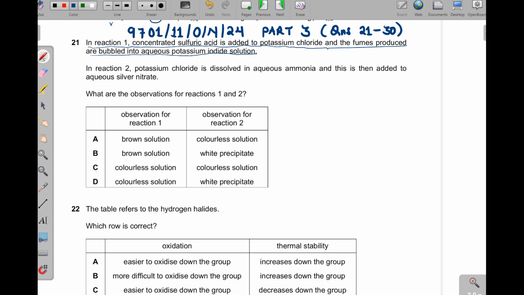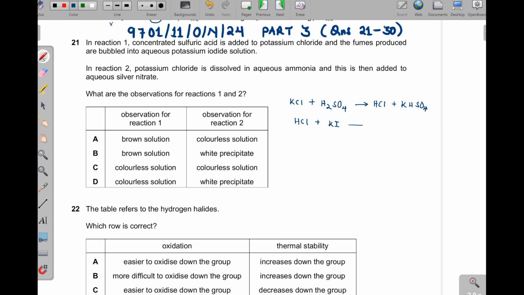Now here, if we get potassium chloride, just like sodium chloride, plus sulfuric acid, here we get hydrogen chloride, plus potassium hydrogen sulfate. This is an acid-base reaction because the acid here donates a proton, so there is one loss of a proton in here. Now that is that. Then the HCl here is expected to react with what? Potassium iodide.